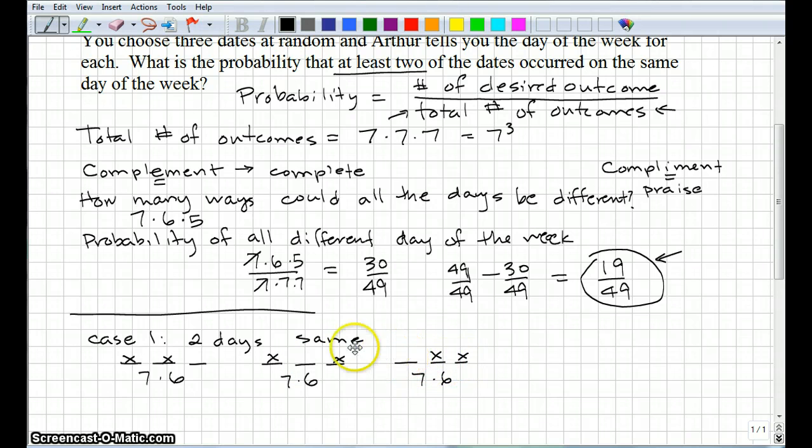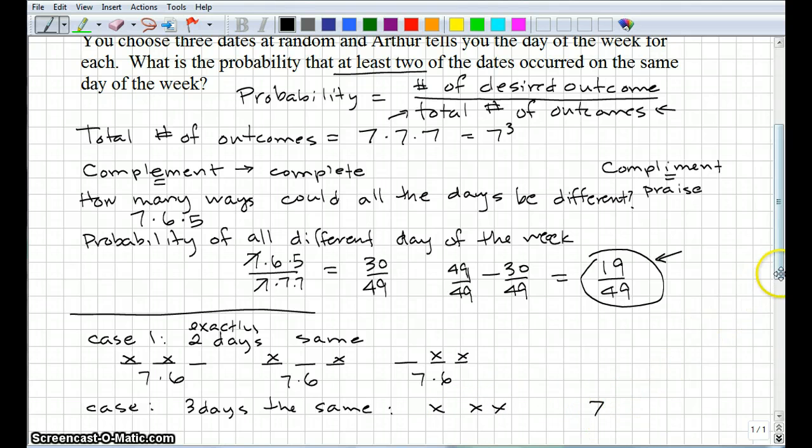Okay? So this is counting the number of ways that exactly 2 of the days could be the same. And case 2 would be where we have 3 days the same. Alright? So that would look like X, X, X. And then we have 7 days of the week, so that's just 7. And there are no other ways to do it. We could have Monday, Monday, Monday, or Tuesday, Tuesday, Tuesday. So it's just 7 choices.